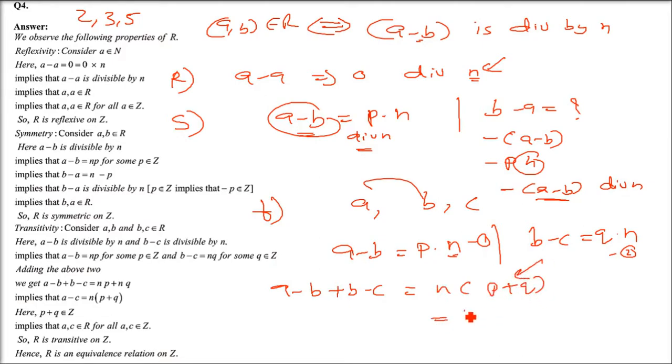Okay, P plus Q can again be a constant, so Nk. So just cancel this B, A minus C. A minus C is equal to Nk. So when you have N, that means it is divisible by N. Okay. So this is a generalized case of the previous 3 questions actually.